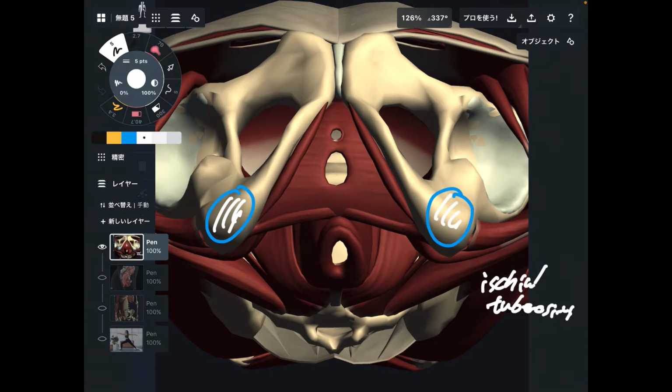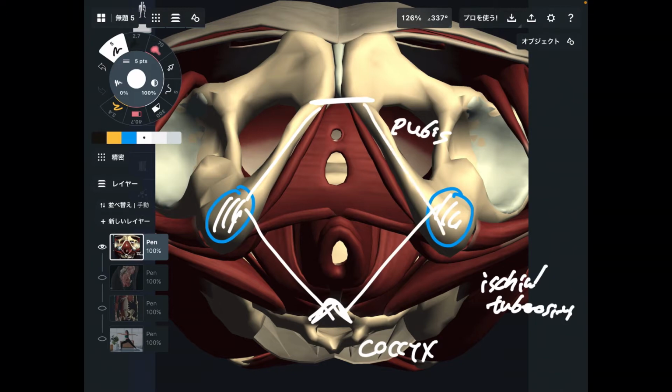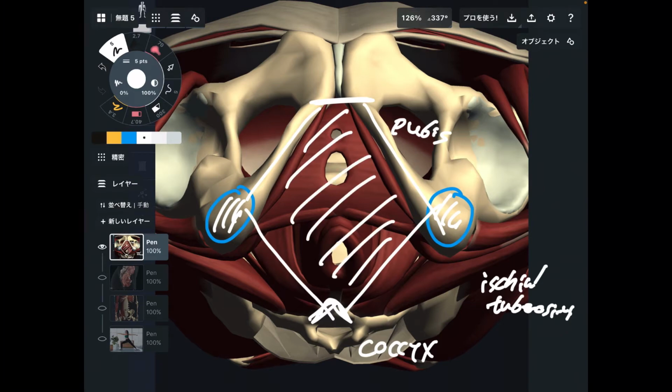Okay. Next one is here. This is the coccyx. Coccyx. This is the pubis. If you connect these four points, it's like a square kind of shape, right? Then in this square kind of shape, there is the pelvic floor.